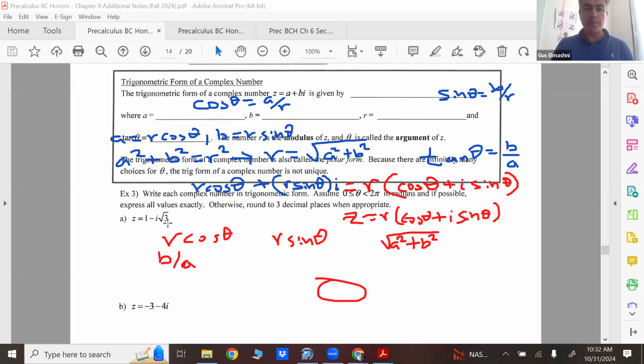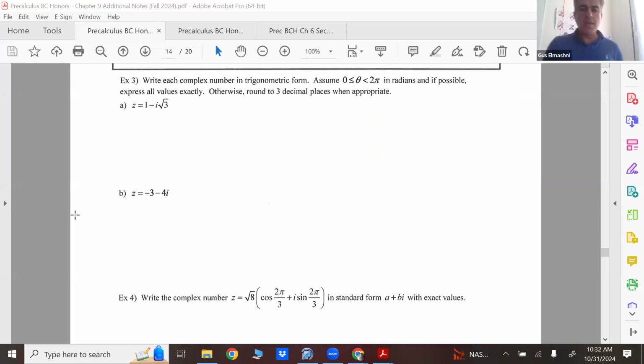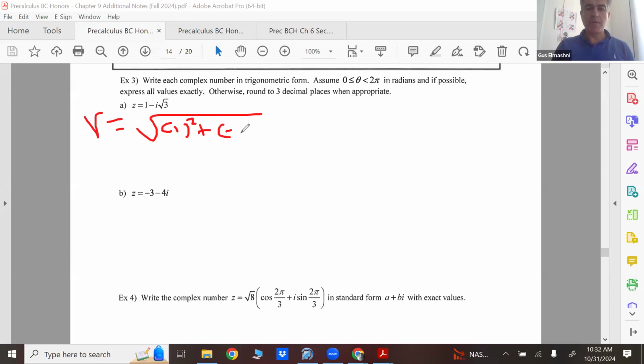Let's take a look at example 3, so you can make more sense of this. Okay, 1 minus i root 3. What quadrant is that in, by the way? 1 for the real number, negative root 3 for the imaginary, you're in Q4. So I expect my angle to be in Q4. What I'm going to do is figure out r. r is going to be the square root of 1 squared plus negative root 3 squared, which should just be 2 straight out.